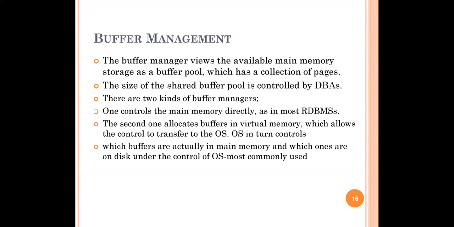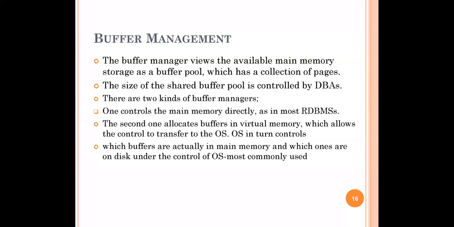The second one allocates buffers in virtual memory. Virtual memory means, say your memory capacity is only 8 GB, or only 1 TB. In virtual memory, you can even store 2 TB of data. It is just imaginary memory space that you create in logical form. Physically, the memory will not be available, but logically we can store a huge amount of data, and based on the logic, data will be available.